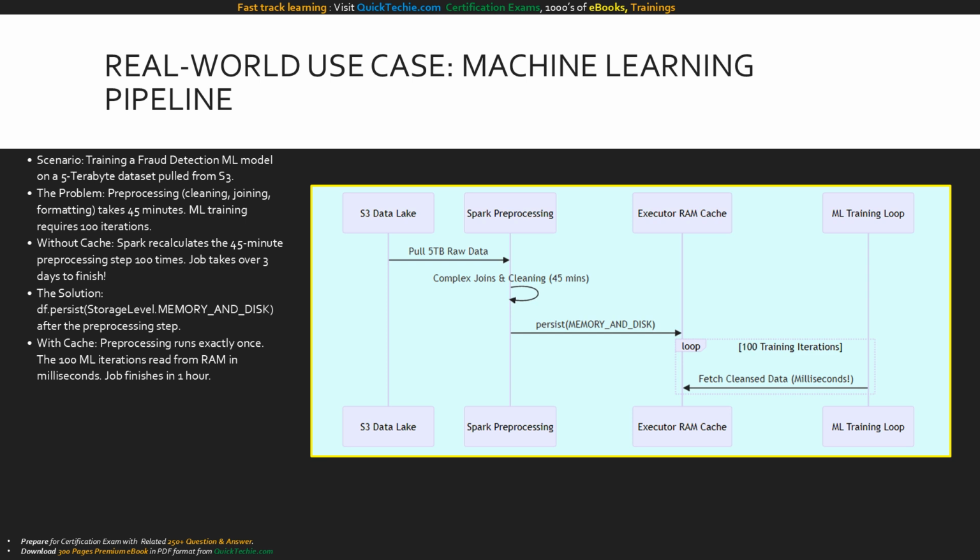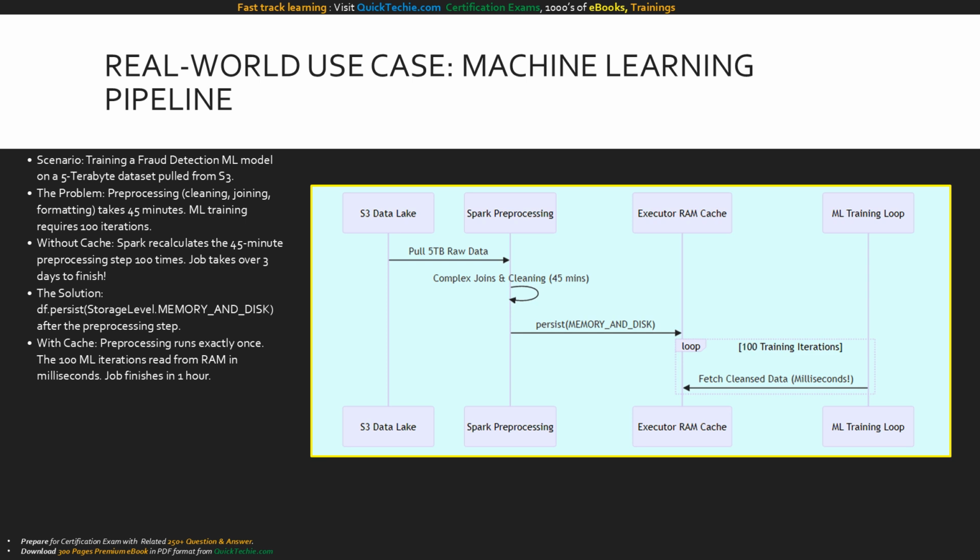This sequence diagram beautifully demonstrates the massive operational power of caching in an enterprise machine learning workflow. First, data moves from the S3 data lake into our Spark preprocessing module. That long, painful 45-minute cleaning and joining step occurs here. But then, crucially, the finalized data is pushed directly into the executor RAM cache using the persist command. Now, direct your eyes to the loop box at the bottom.